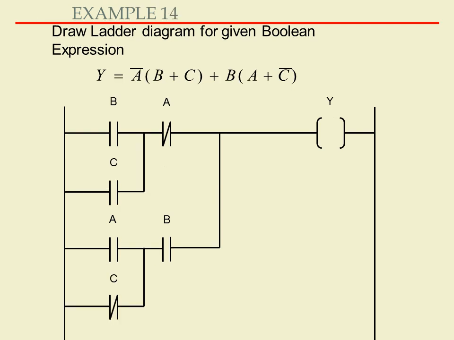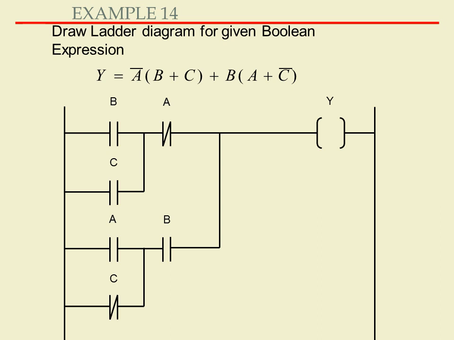Next, the expression is y is equal to a bar into b plus c, plus b into a plus c bar. So for a bar into b plus c, the first branch, b plus c is represented as b and c open switches connected in parallel, into a, so that is connected in series with a bar, a closed switch.